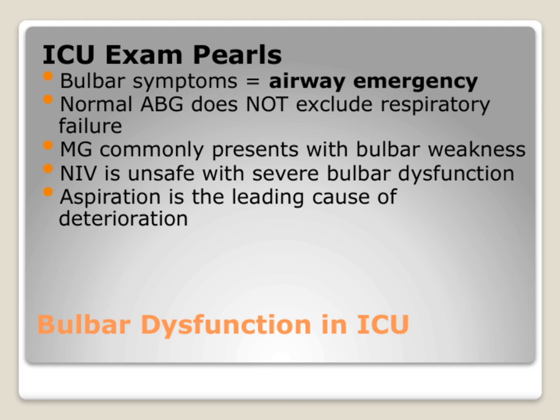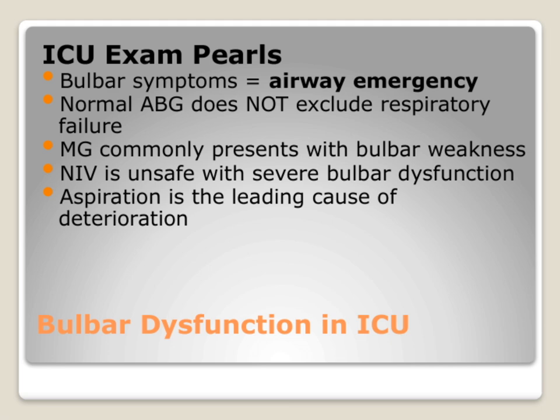Speaking of which, myasthenia gravis often presents with bulbar weakness, so keep that in mind when evaluating patients with sudden or progressive difficulty swallowing or speaking. Also, be cautious with non-invasive ventilation, or NIV, because it can be unsafe in severe bulbar dysfunction. It may worsen airway compromise or lead to aspiration.